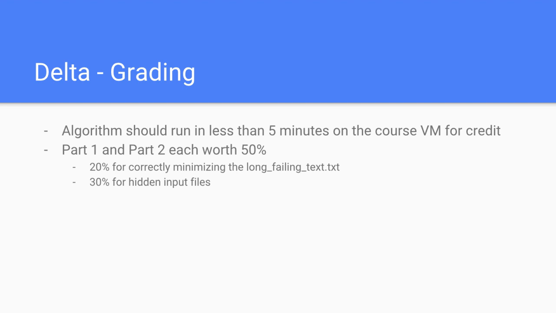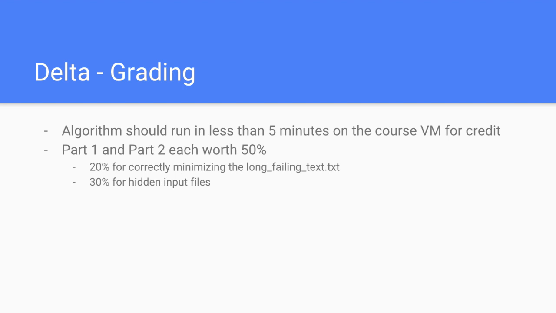So there's a couple considerations for grading. First, your algorithm needs to run in less than 5 minutes on the course VM to get credit. This should be more than enough time. Mine runs in about 30 seconds, so I think 5 minutes leaves you plenty of leeway. And this is also by test case. So for example, if your algorithm works and completes in less than 5 minutes for the line granularity, then you'll get credit for that. But if for some reason the character granularity doesn't complete, then you just won't get credit for that part. So part 1 and part 2 are each worth 50% of the final grade.